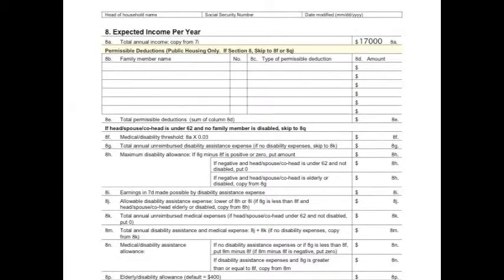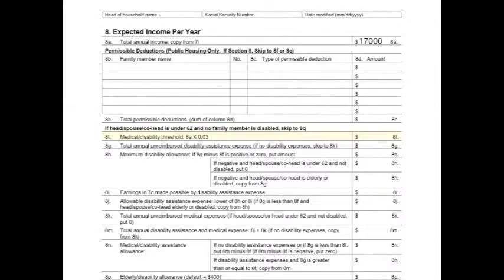Our next bold area says, if head, spouse, co-head is under 62 and no family member is disabled, skip to 8Q. Well, everyone in the family is under the age of 62. The head and spouse are under 62. However, remember, Jenny's husband is a person with disabilities. So we're not going to skip anywhere. We're going to go right to line 8F. 8F is our medical disability threshold.